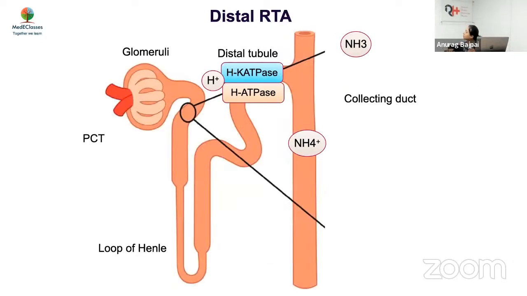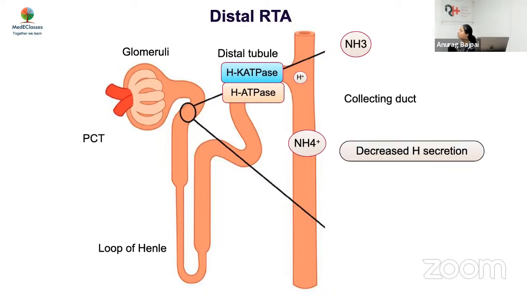So we've already seen the pathophysiology of distal RTA. Let me quickly revise it for you. In the distal convoluted tubule, you have the proton potassium ATPase and proton ATPase channels. These channels are responsible for active transport of protons into the tubular lumen. Transfer of protons into the urine is responsible for acidification. A defect in these channels will lead to reduced acidification of urine.